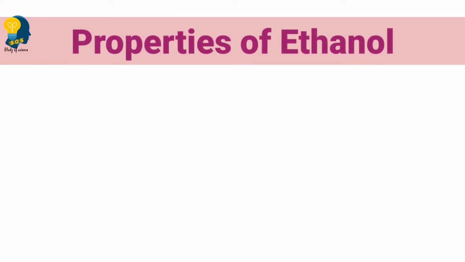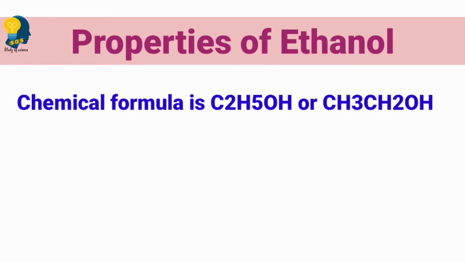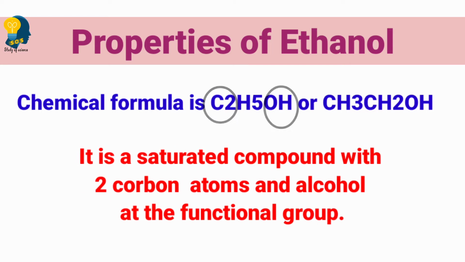Then, what is the chemical formula of ethanol? The chemical formula of ethanol is C2H5OH. It can also be written as CH3CH2OH. So these are the two methods by which we can represent ethanol. I repeat, C2H5OH or CH3CH2OH. If you look at this chemical formula, it is a saturated compound which contains two carbon atoms and an alcohol as the functional group.